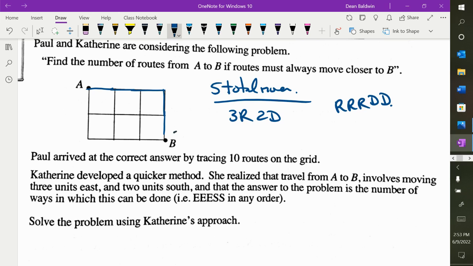I have 5 factorial because I have 5 letters to choose from, but they are repeating. So what do I need to divide by? 3 factorial and 2 factorial. If you do that, I think it's 10. There's 10 ways to go from A to B.